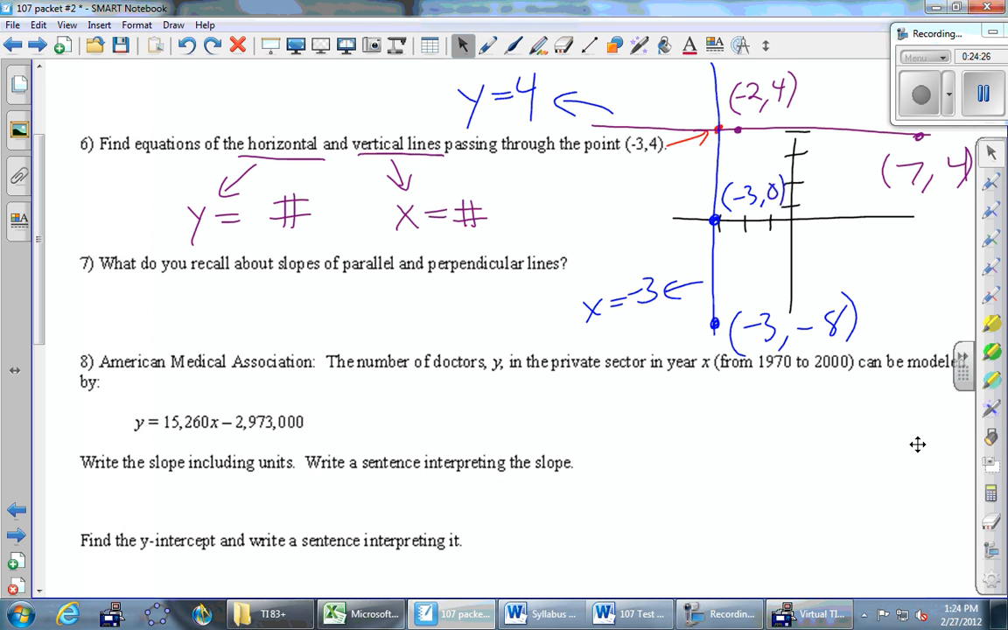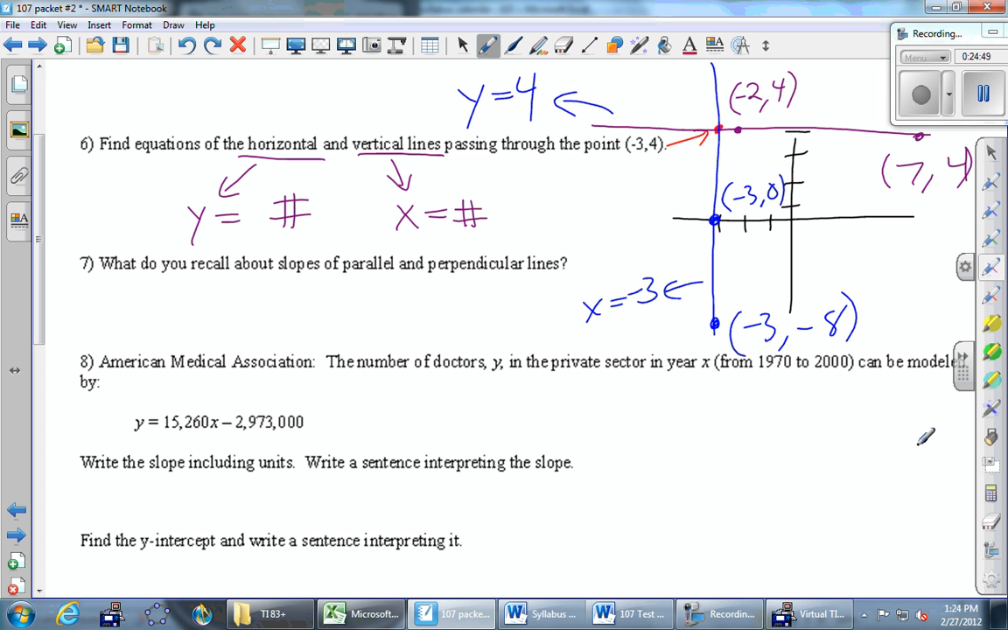Okay, good question. 7, we'll go to Surge. Surge, number 7. Is my window off?